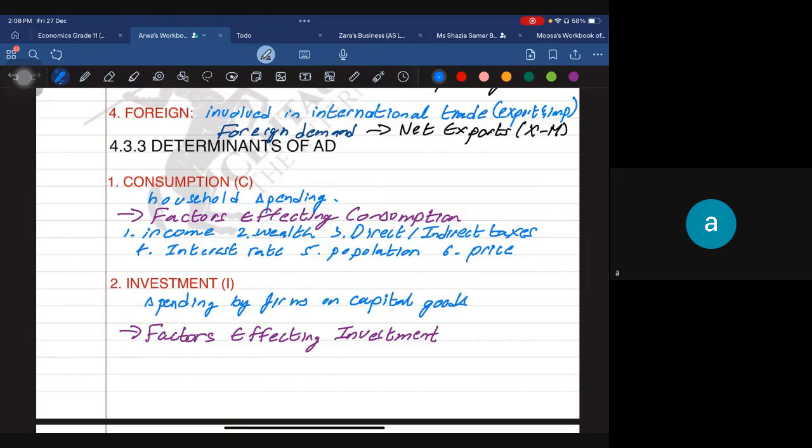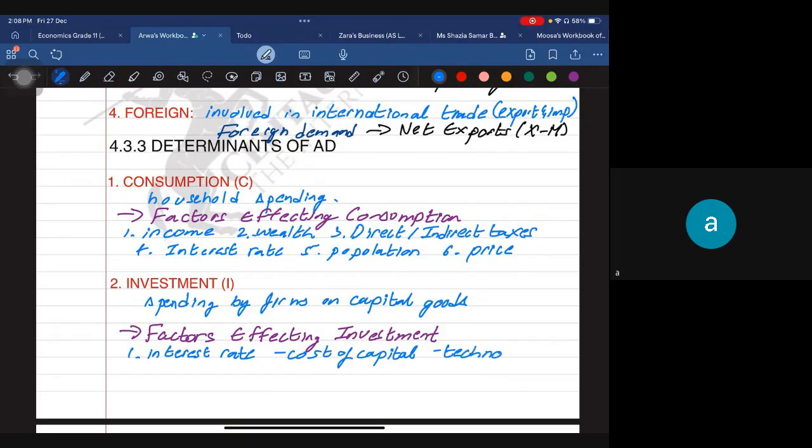Does the interest rate affect it? Yeah. Interest rate. If they take a loan to buy the capital goods, but the interest rates are high, it might discourage them from taking a loan. Then, when you are talking about the cost of capital, if it is less, there will be more investment. If it is more, there is less investment.